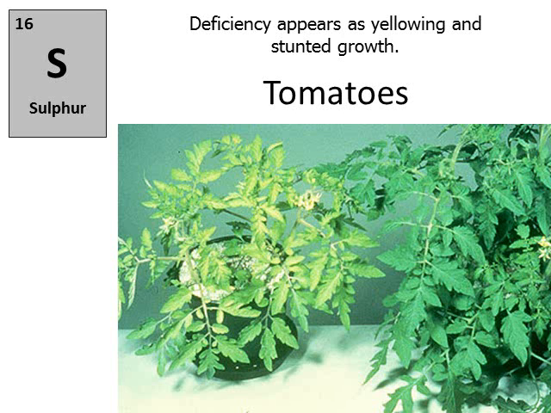I wanted to look at sulfur deficiency symptoms. On the left here, this is tomatoes, and this is what sulfur deficiency looks like in tomatoes. This would be a tomato plant that had adequate sulfur. This is one that does not.